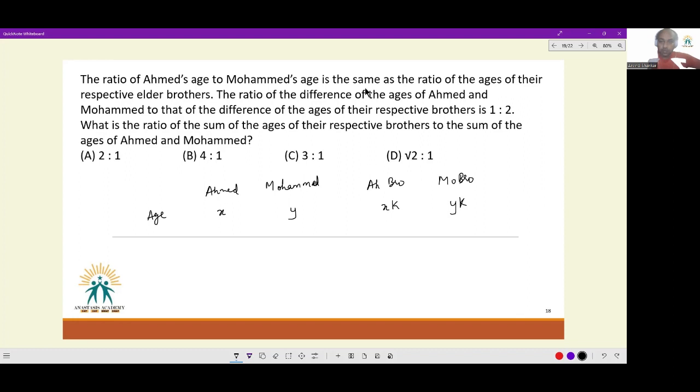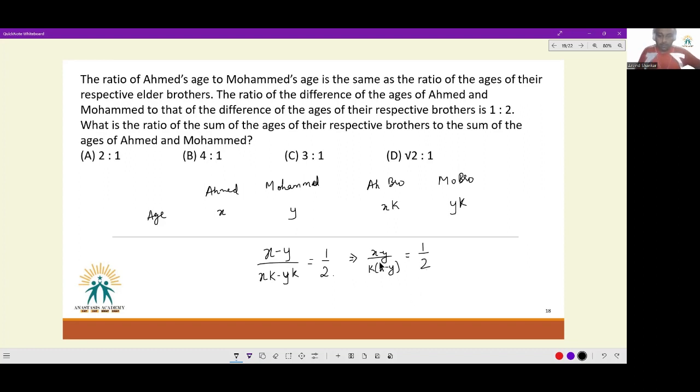Now, the ratio of the difference of ages of Ahmed and Muhammad to that of the difference of ages of the respective brothers is 1:2. So X minus Y, the difference of ages of Ahmed and Muhammad, to the difference of ages, XK minus YK, is equal to 1/2. From this, we can perhaps see what we are getting. X minus Y in the numerator. K, if I take out common, I'm left with (x minus y) upon (x minus y) into k equal to 1 by 2.